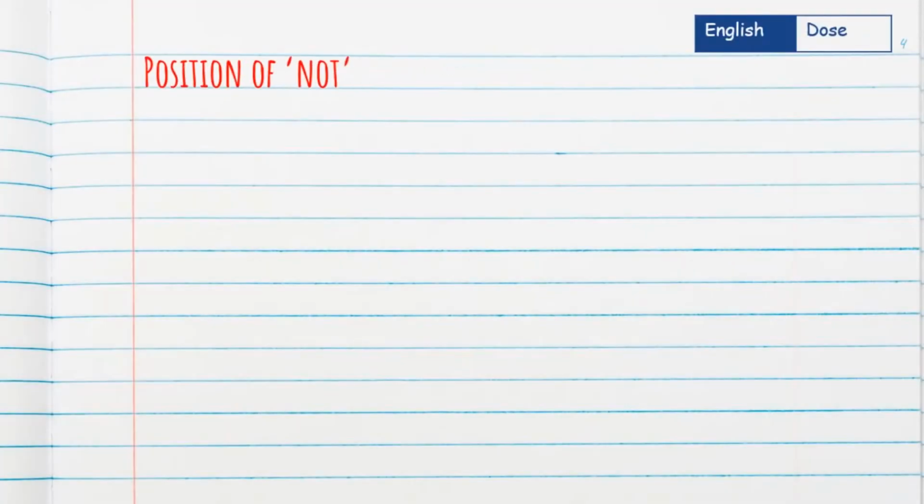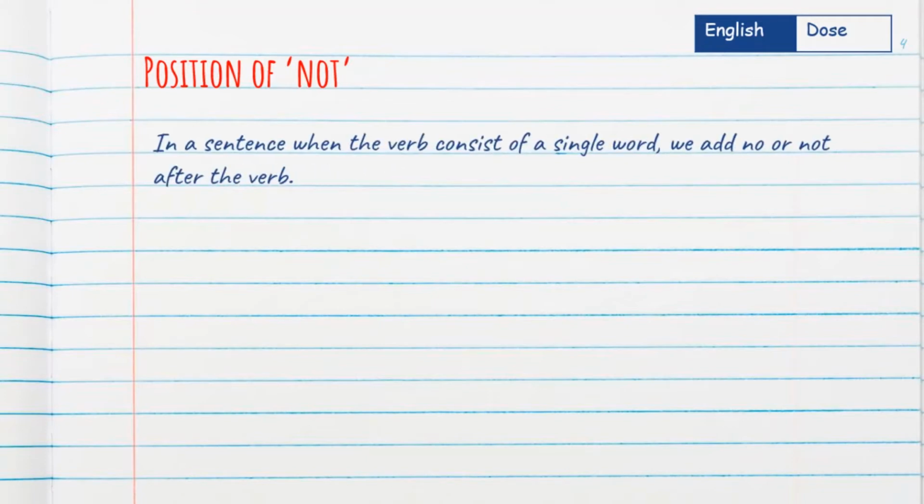So we have seen what a positive sentence and a negative sentence are. The sentence which is free from negative meaning and negative words is called a positive sentence, and the sentence which is full of negative meaning and negative words is called a negative sentence. Now let's see the use or the position of not in a sentence. In a sentence, when the verb consists of a single word, we add not after the verb.